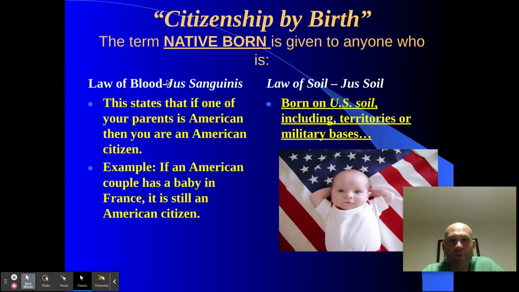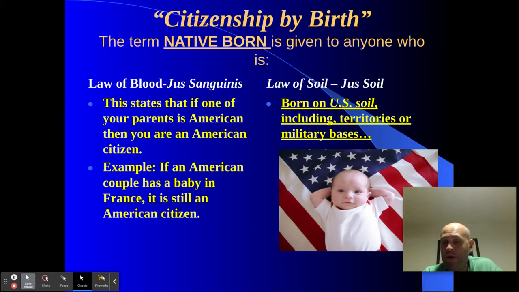So I just went over these. Law of blood states that if one of your parents is American, you're automatically American. So if Mrs. Cash and I had been on vacation when she was pregnant with Charlie and Charlie was born in Italy, she would still be a citizen because we're citizens. Law of soil means if you're born on U.S. soil, you are a U.S. citizen. And U.S. soil is not only the 50 states, but any of the territories like Puerto Rico or Guam.